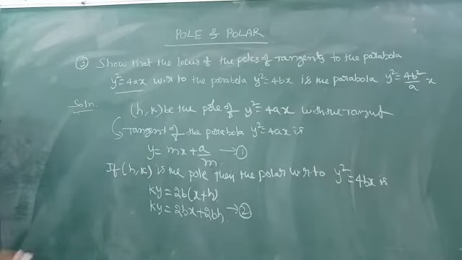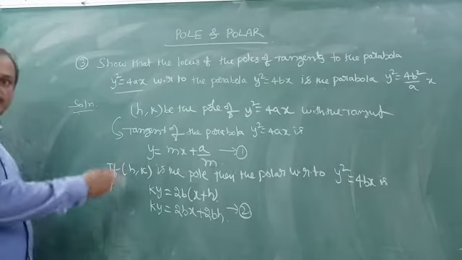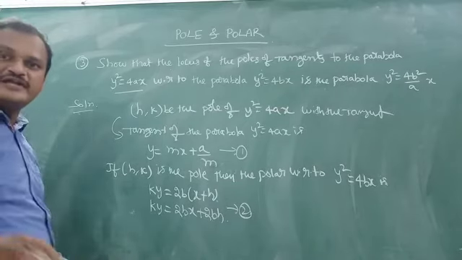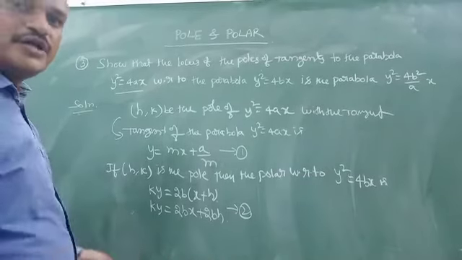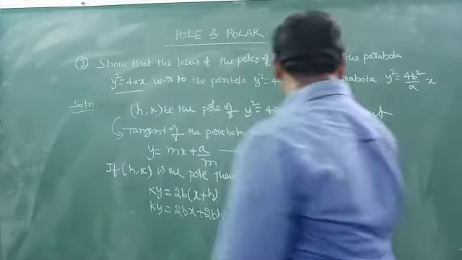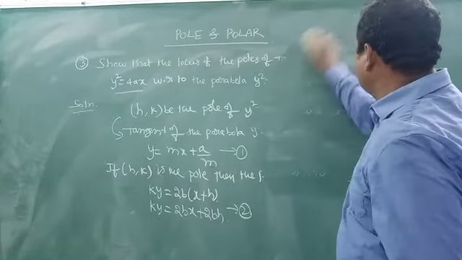If they are identical lines, we know that a1 by a2 equals b1 by b2 equals c1 by c2. We are going to get c1 by c2. See here, by using this, let us do this one here. There is no space, so I will use it here, my dear students.